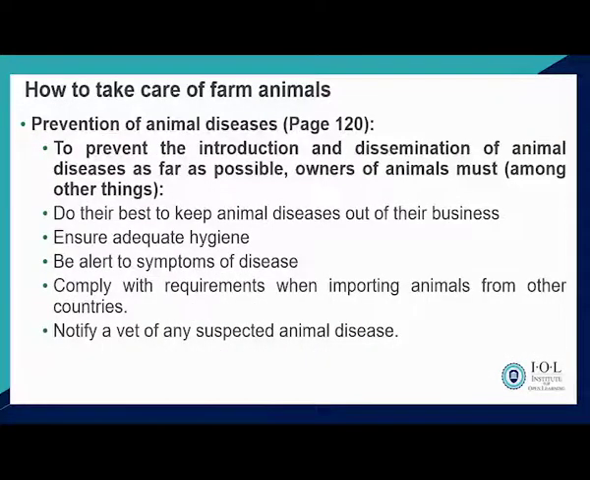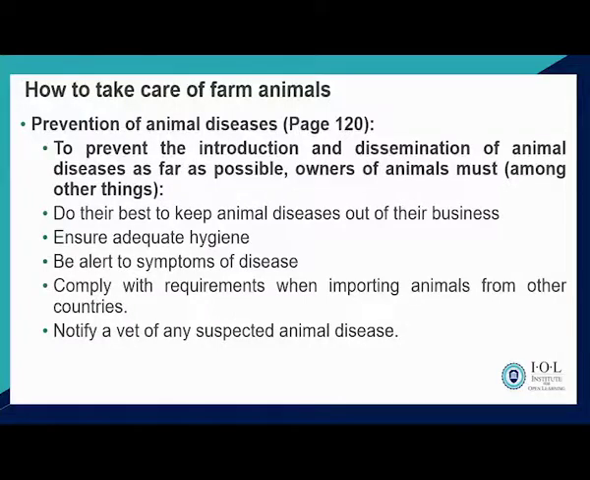Okay, so continuing with how to take care of animals, there are those diseases. How do we prevent them? So to prevent the introduction and dissemination of animal diseases as far as possible, owners of animals must, among other things, do their best to keep animal diseases out of their businesses.